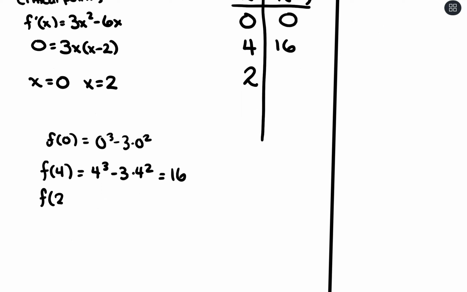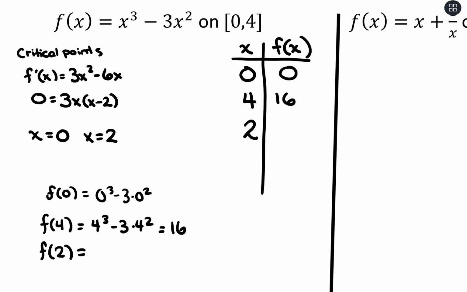And then f of 2. So notice I'm plugging these into the original function, because I want the y coordinates that would be graphed with them. So let's see. 2 cubed minus 3 times 2 squared. It's a negative 4.